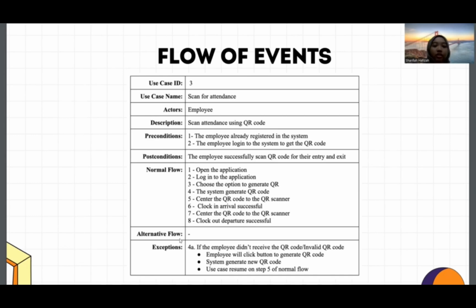There is no alternative flow for this activity. As per the section, if the employee didn't receive the QR code or the QR code is invalid, the employee just needs to click the button to generate the QR code and then the system will generate the new QR code. And then the user resumes on step 5 of the normal flow.